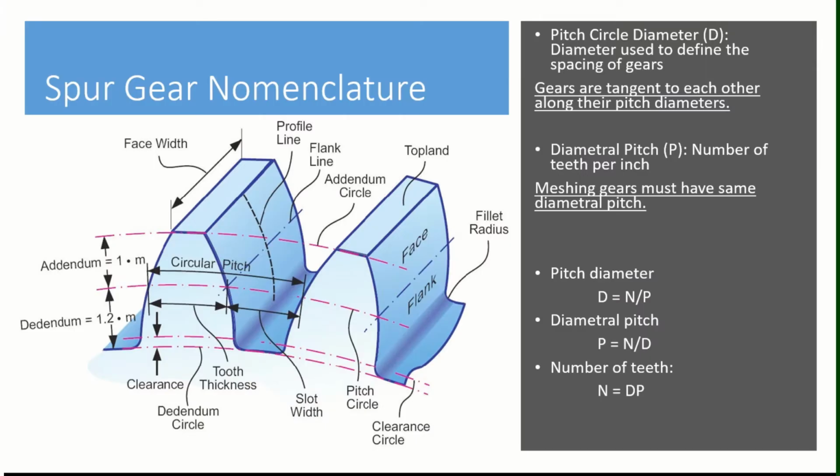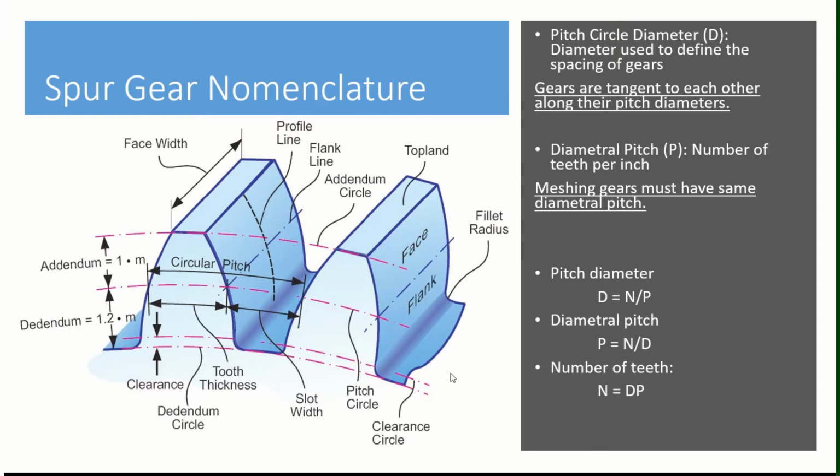Now let's take a look at the spur gear nomenclature. There are several important terminologies that you have to remember or keep in mind while designing spur gears for an application. Let's take a look at the tooth profile here, and there are several terms here. Let's go over them one by one.